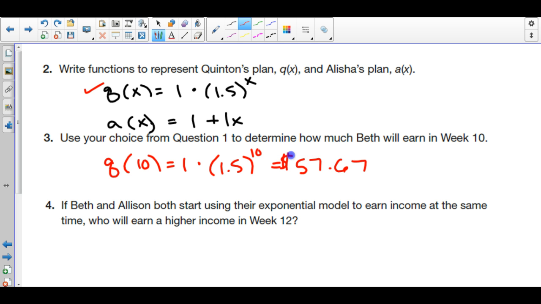So again, while the other person is just increasing by $1 every week, by the 10th week, she's already making $57. And then you would multiply that by 1.5 for the 11th week, and that would give you another larger dollar amount. So it says if Beth and Allison both start using their exponential model to earn the income at the same time, who would earn a higher income by week 12?